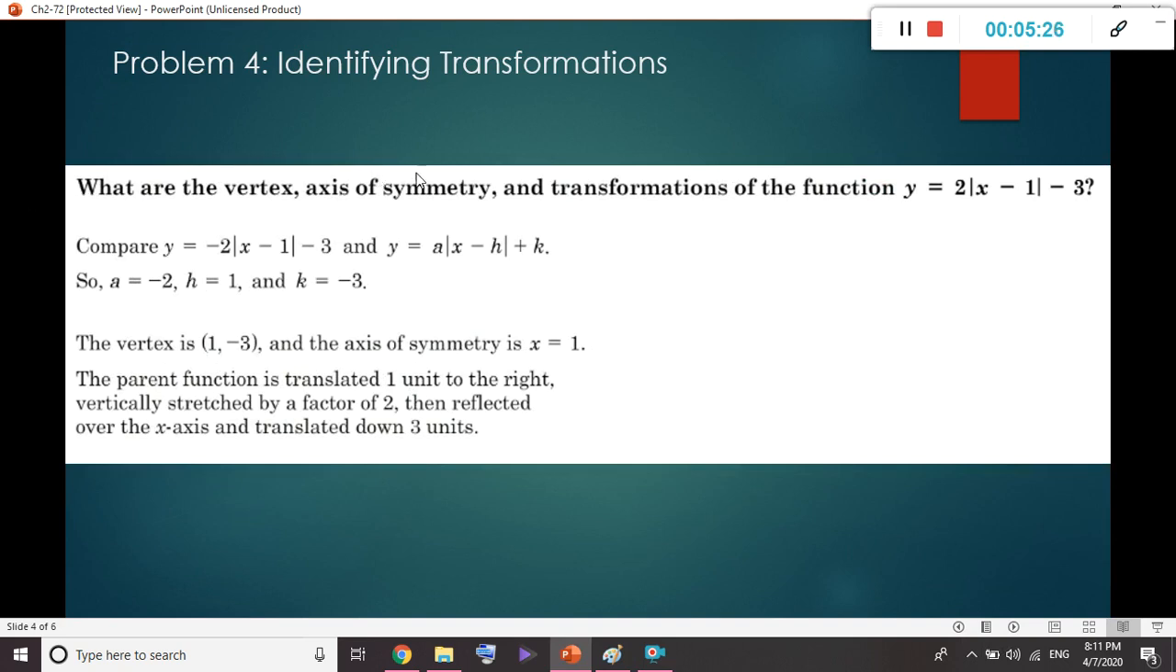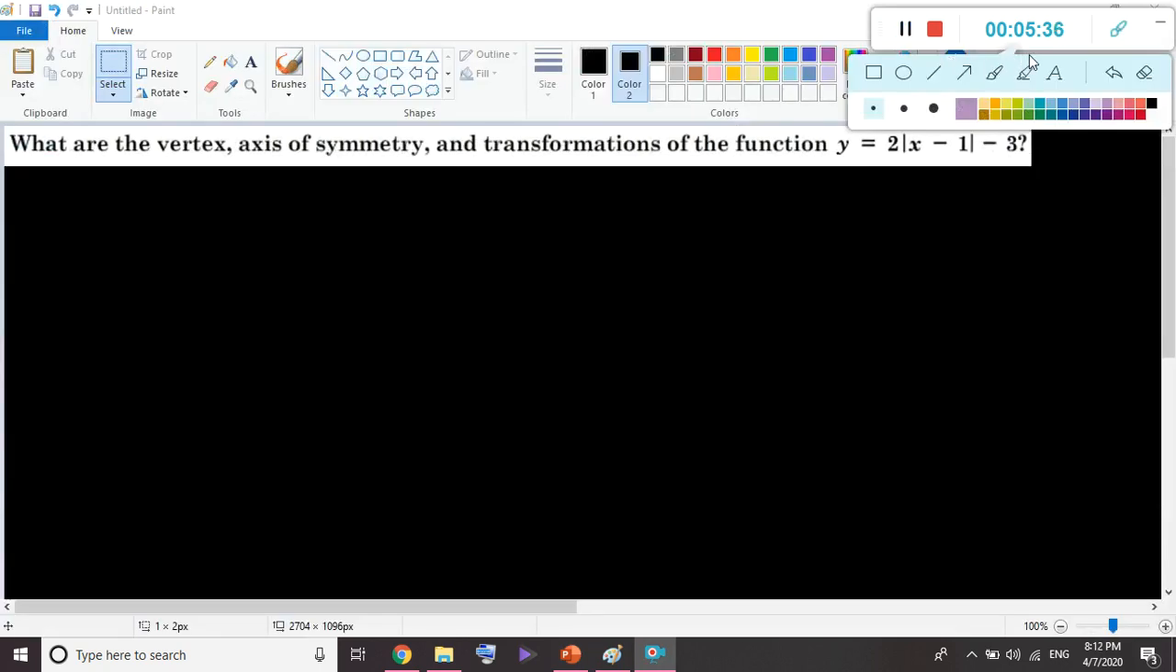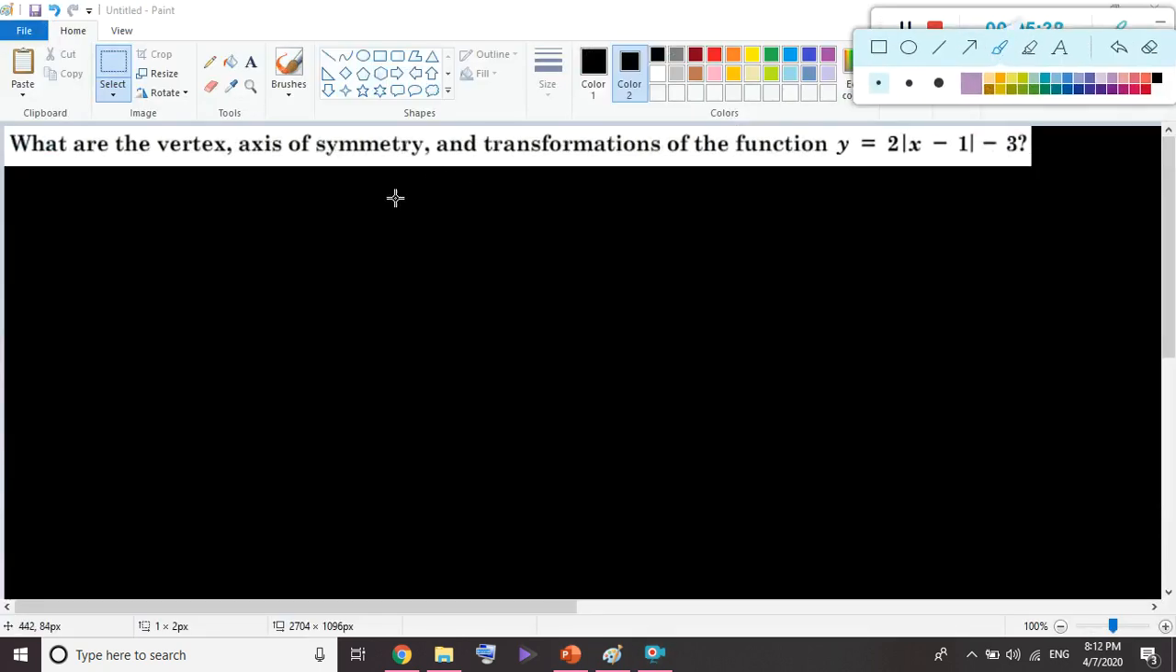Okay, so let's go for the second problem we have here. What are the vertex, axis of symmetry, and transformation of the function? They're asking for the same things as the previous example. Let's solve it. We're going to find them one by one. The vertex will be (h, k). So h here is 1 and k is -3. This is the vertex.